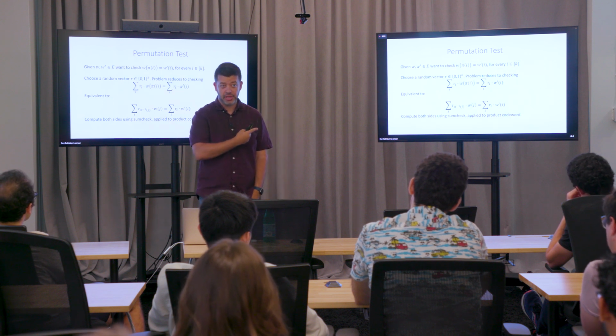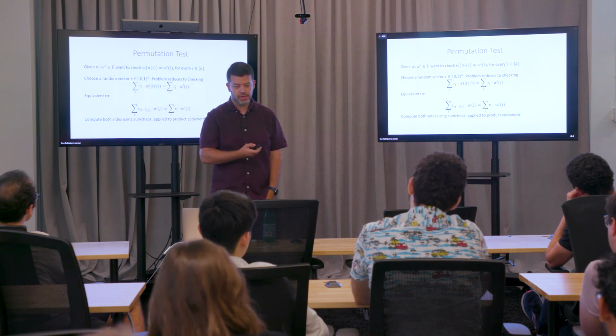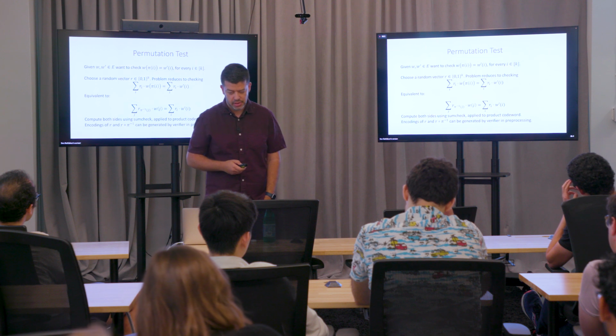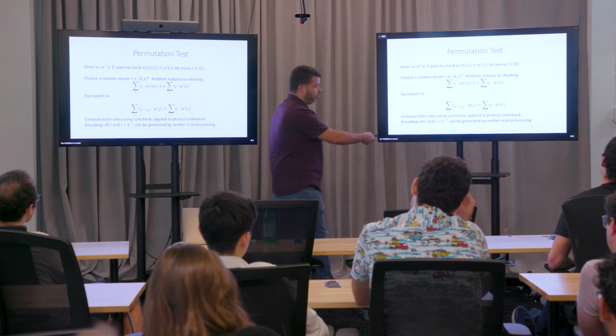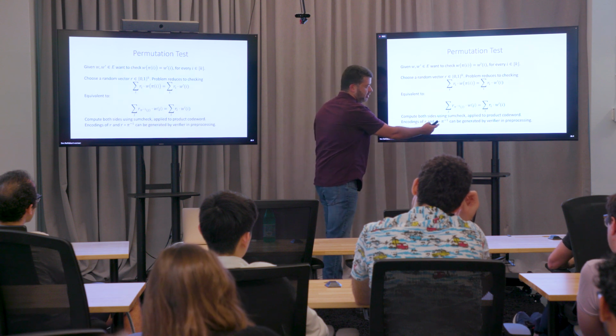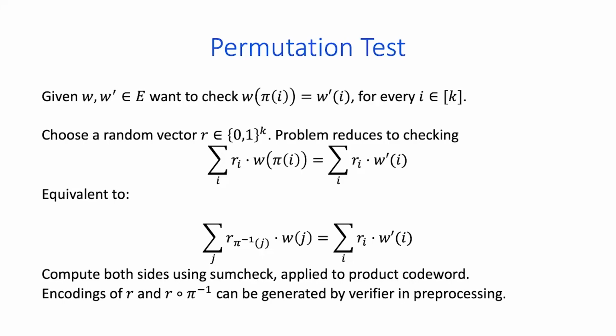And check that the equation actually holds. Okay, so that's a permutation test. And as you stated, computing these encodings, especially of this one, which fully depends on the circuit, I can do in a pre-processing step. It doesn't depend on the input to the circuit, only on the topology of the circuit, where wires go to.